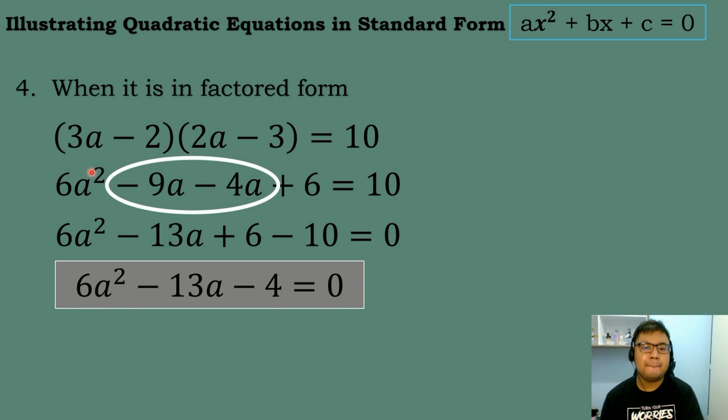So once nakasulat na yung quadratic equation natin in standard form, madali nating ma-identify kung ano yung quadratic term. Ang quadratic term dito ay 6a squared. Makukuha din natin yung ating linear term which is negative 13a at yung constant term which is negative 4. Same goes with their respective numerical coefficient. A is equal to 6, B is equal to negative 13, and C is equal to negative 4.